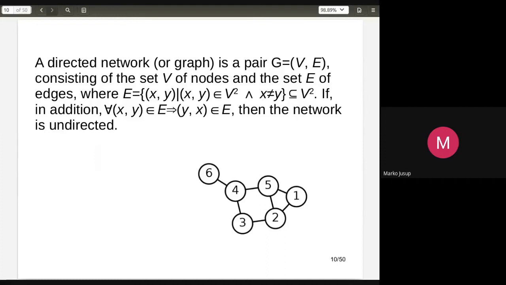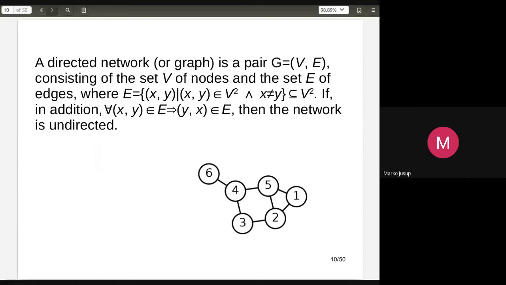A network can be directed, so there can be a link from node X to node Y, but it does not necessarily mean that there is a link the other way around. If for any two nodes that are connected by a link, there is also a link in the other direction, then we say that the network is undirected.